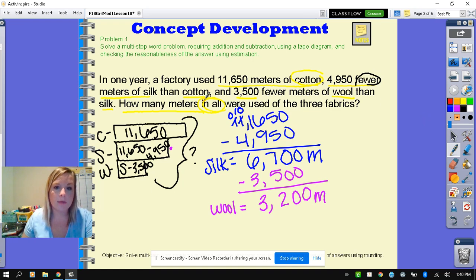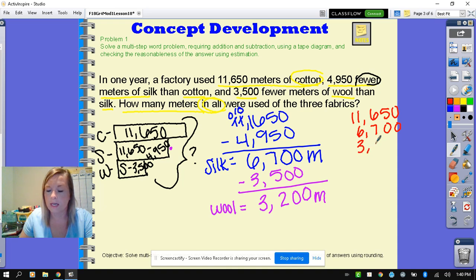So now it says how many meters in all were used of the three fabrics. So now we need to add up our cotton, so that was 11,650, our silk, which was 6,700, and our wool, which was 3,200. So 0 plus 0 plus 0 is still 0. 5 plus 0 plus 0 is 5. 6 plus 7 plus 2 is 15. 6 plus 3 is 9, 10, 11.